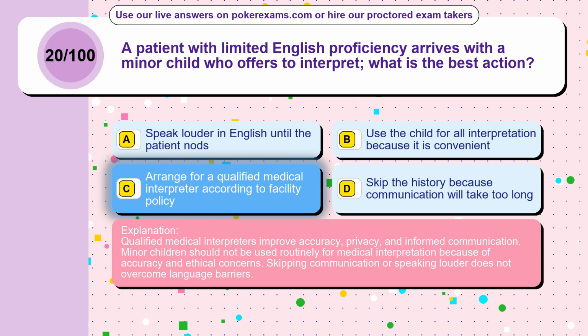Qualified medical interpreters improve accuracy, privacy, and informed communication. Minor children should not be used routinely for medical interpretation because of accuracy and ethical concerns. Skipping communication or speaking louder does not overcome language barriers.